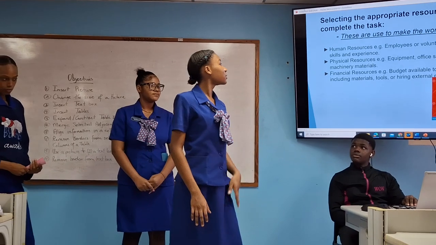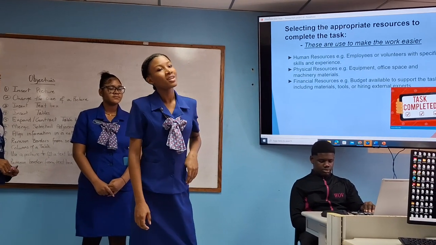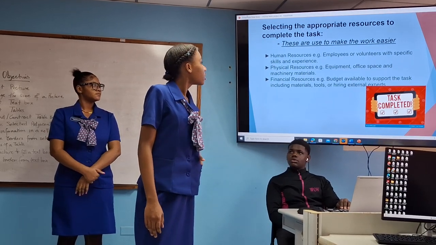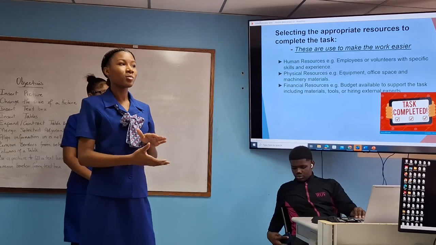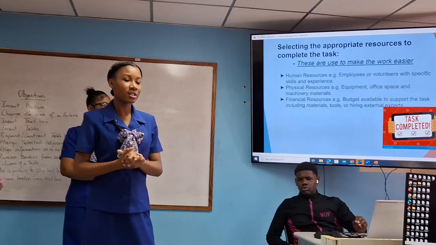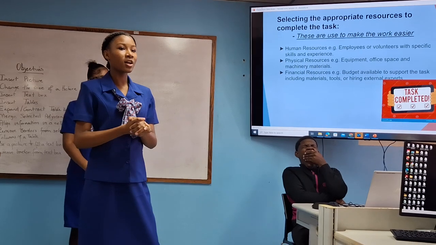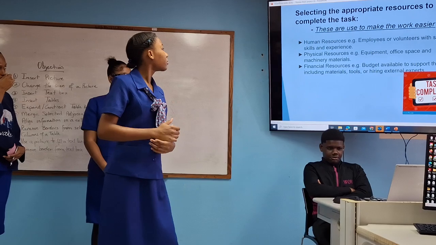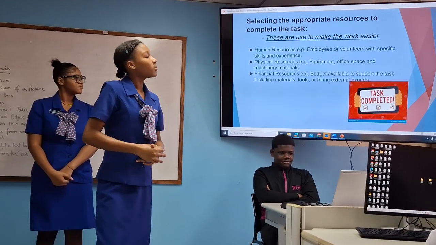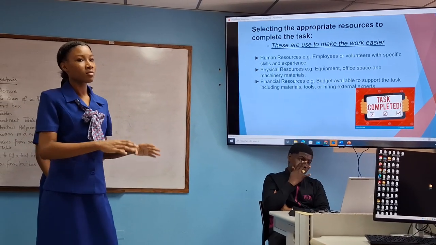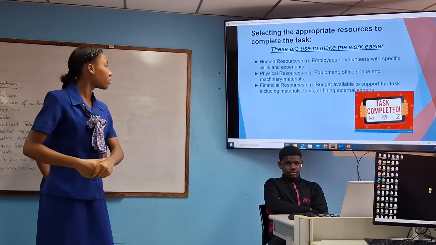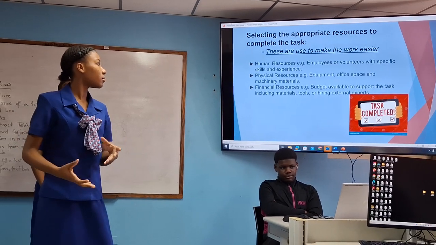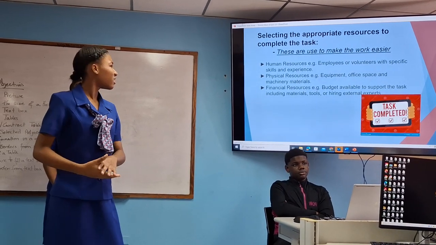Selecting the appropriate resources to complete the task. The number one resource is human resources, which is the employee. The employee will come to the organization with their different skill capacity. The skill area they will carry to the organization will help the organization. And physical resource, which is the equipment that the post office will use. And financial resources, which is money, materials, or external experts.